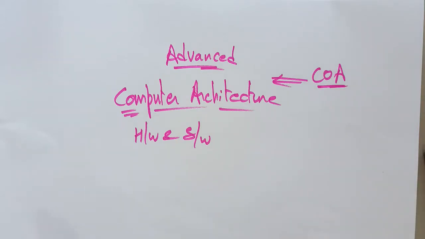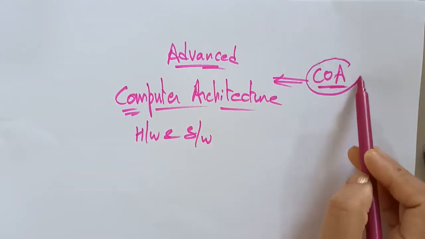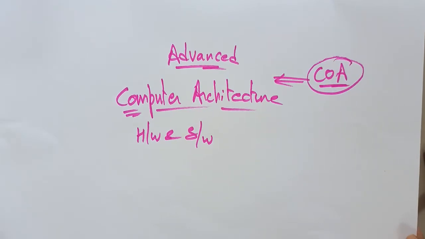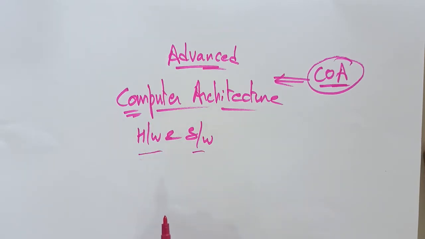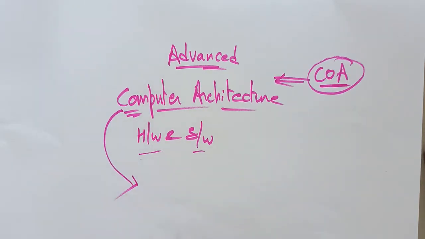Hi students, welcome back. Let's start with a new subject, that is advanced computer architecture. So far you have seen the videos relating to computer organization and architecture. Now I am going to explain the advanced concepts of computer architecture. We already know that computer architecture is a combination of hardware and software. In advanced computer architecture, we mostly deal with the hardware part.